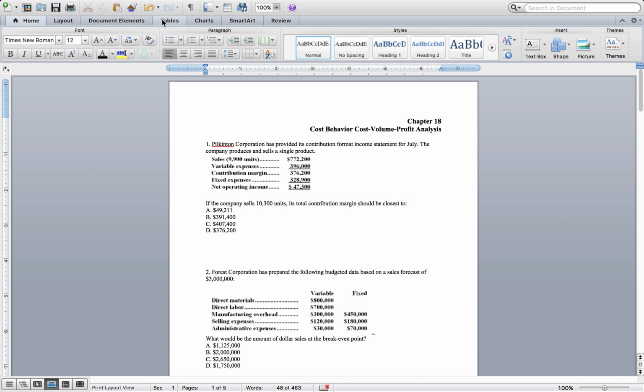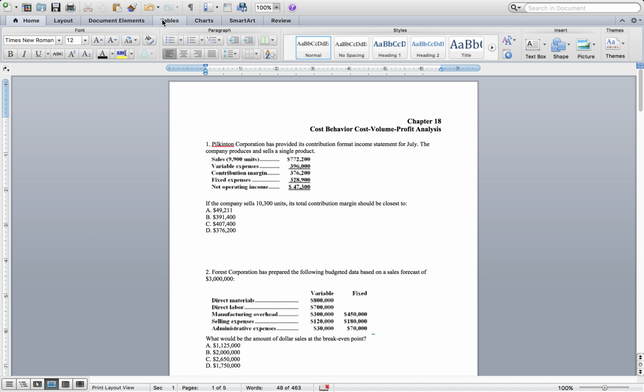Today, we're talking about Chapter 18, Cost Behavior, Cost-Volume-Profit Analysis. Okay. Now the first one says here, Plankton Corporation provided its contribution format income statement. The company produces and sells a single product. Now what if the company sells 10,000 units? Its total contribution margin should be closest to. Again here, let's see how we're going to calculate this.